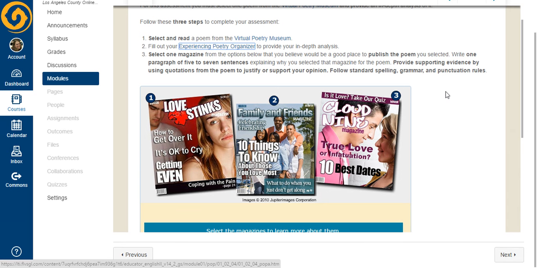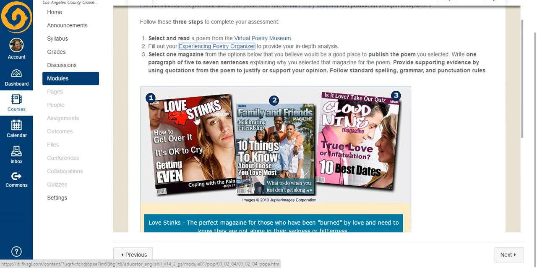Okay, so then it says, select one magazine from the options below that you believe would be a good place to publish the poem you selected. Write one paragraph of 5 to 7 sentences explaining why you selected the magazine for the poem. Provide supporting evidence by using quotations from the poem to justify or support your opinion. Follow standard spelling, grammar, and punctuation rules. So this will go underneath that little graphic organizer. Remember, because you're saving it in a Word document.